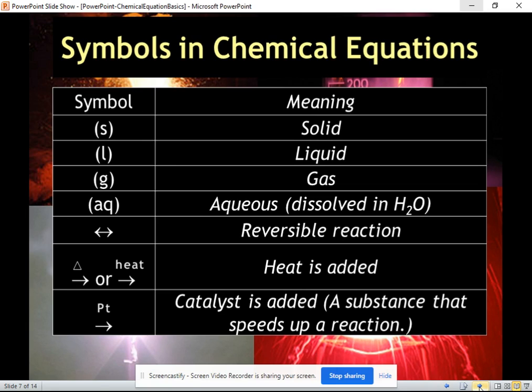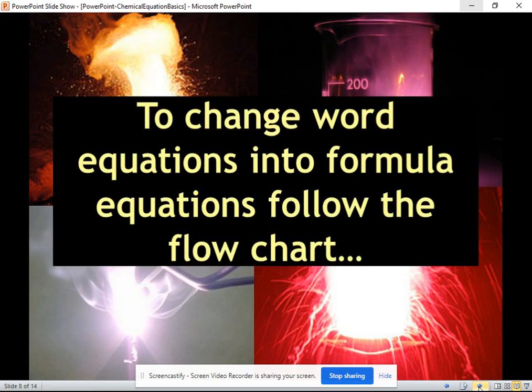Okay. So the next page here is all stuff that we have talked about as part of our Unit 7, which was naming. So most of this stuff is just stuff that we've already covered. It just needs to be refreshed. So to change word equations into formula equations, you're going to follow this flow chart.